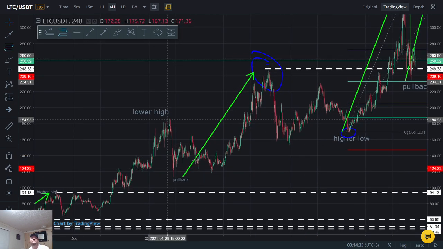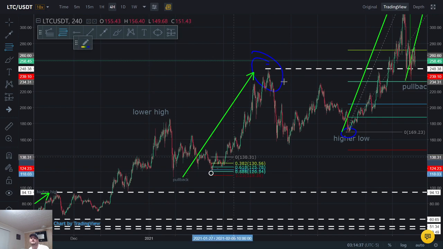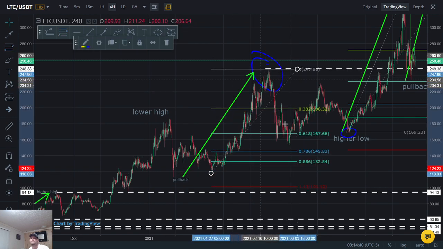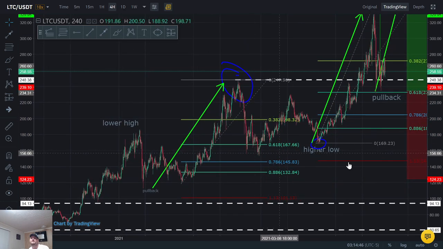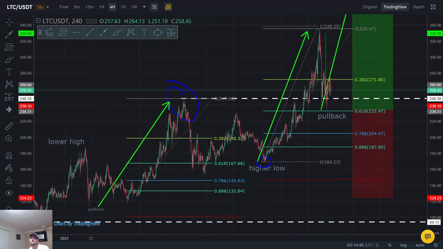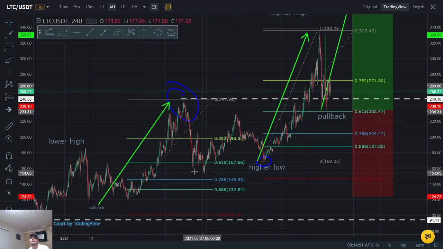I would pull my Fibonacci tool from here to here. I would wait for the 61.8 Fibonacci level at 167. This would give me the best risk to reward. This is where I bought, 170.